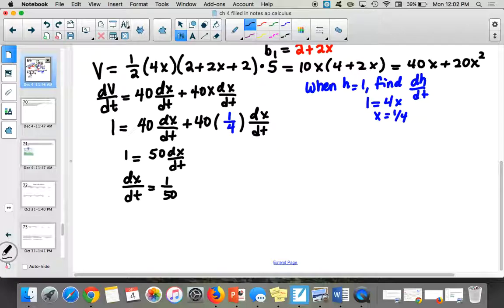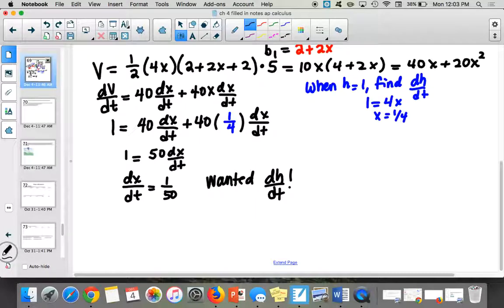Okay, but again, we wanted dh over dt. And that happens all the time as people are solving related rates. You will probably do this on the AP test, and you'll probably panic and be like, oh my god, why did I do that? I meant to solve for dr over dt, and I found dh over dt, or whatever, okay? So in this case, we found dx over dt.